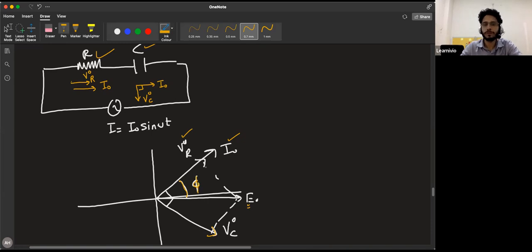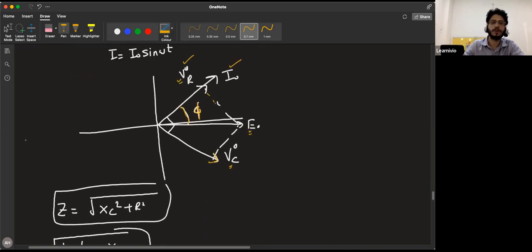So what we can do is calculate: you have a vector V naught R, and another vector V naught C. So the net EMF, if I calculate it just like the previous circuit, will be V naught C square plus V naught R square. What is V naught? This is E naught. So your E naught is root over I naught XC whole square plus I naught R whole square.